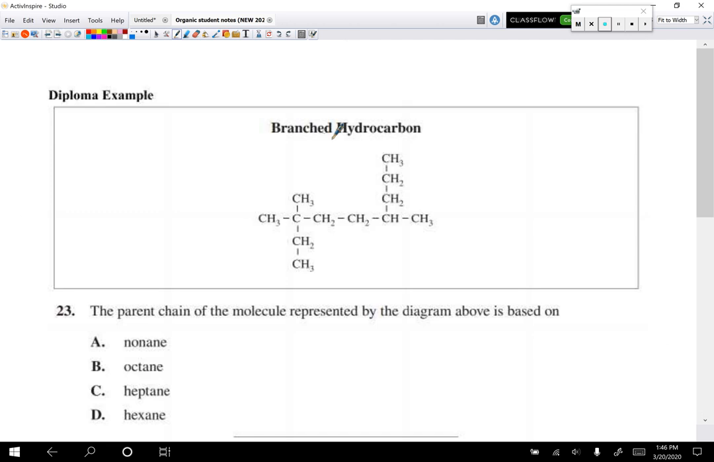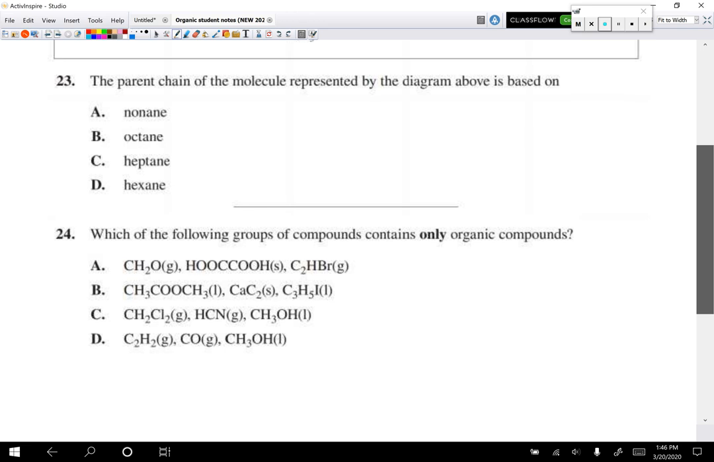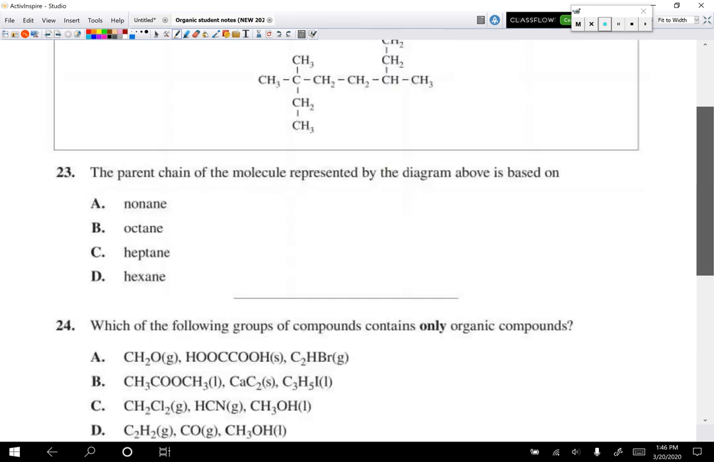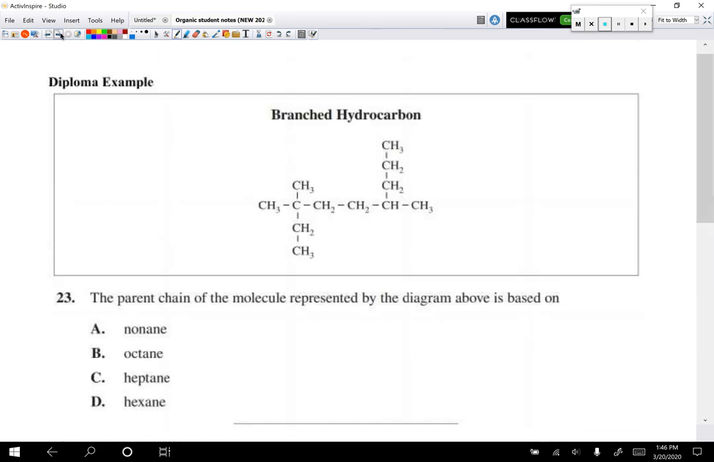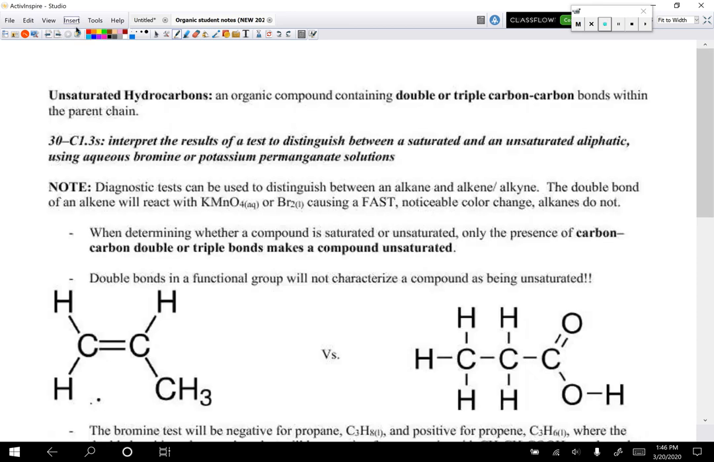Now, this example, I'll let you guys do this on your own. This is just an alkane example here. It was supposed to be on the previous page. It's just the formatting I messed up when I made the booklet. Sorry. So just go over to the next one.